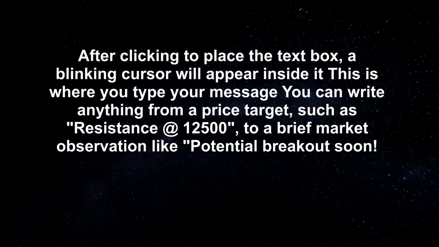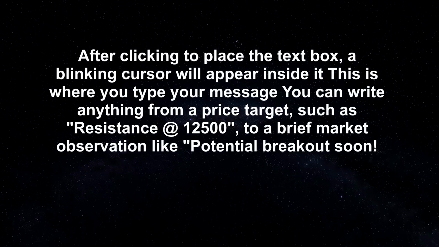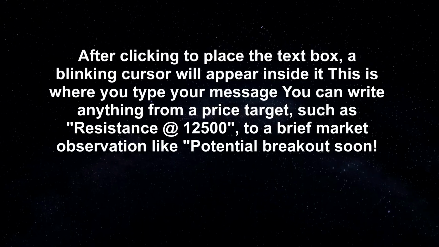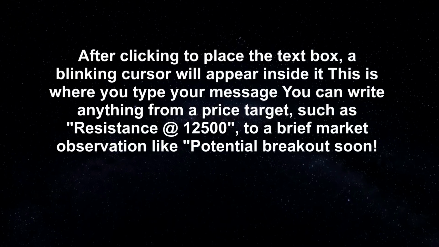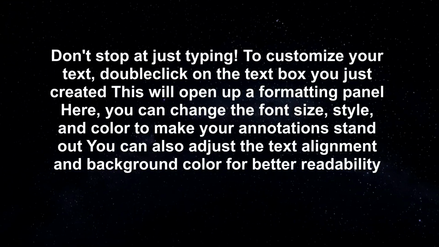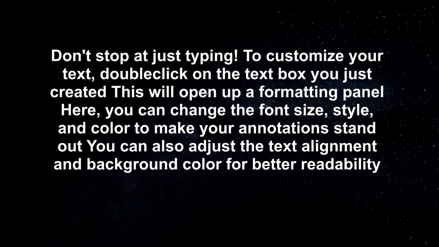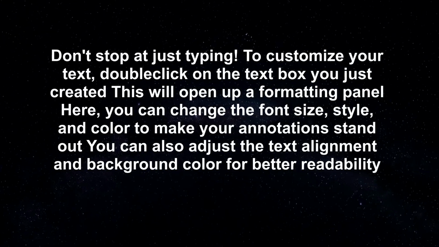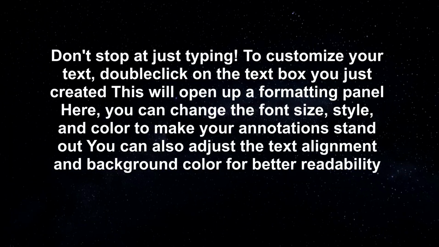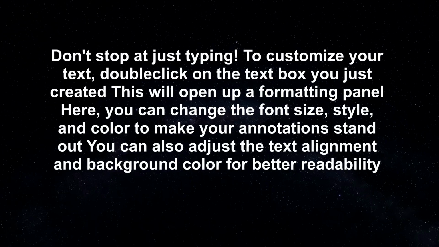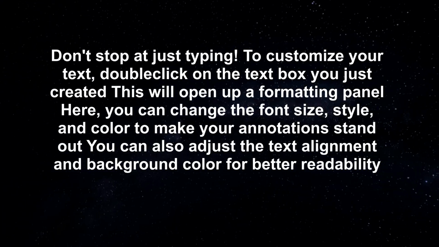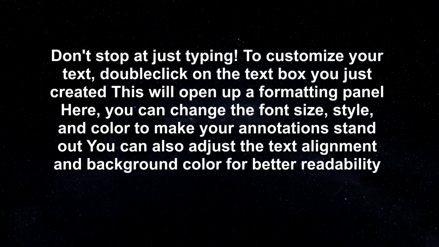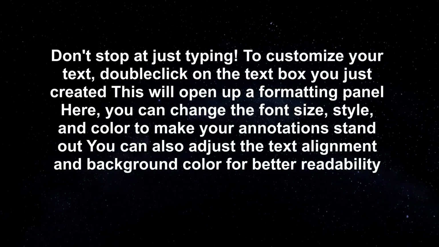You can write anything from a price target, such as resistance at 12,500, to a brief market observation like potential breakout soon. Don't stop at just typing. To customize your text, double-click on the text box you just created. This will open up a formatting panel here. You can change the font size, style, and color to make your annotations stand out. You can also adjust the text alignment and background color for better readability.